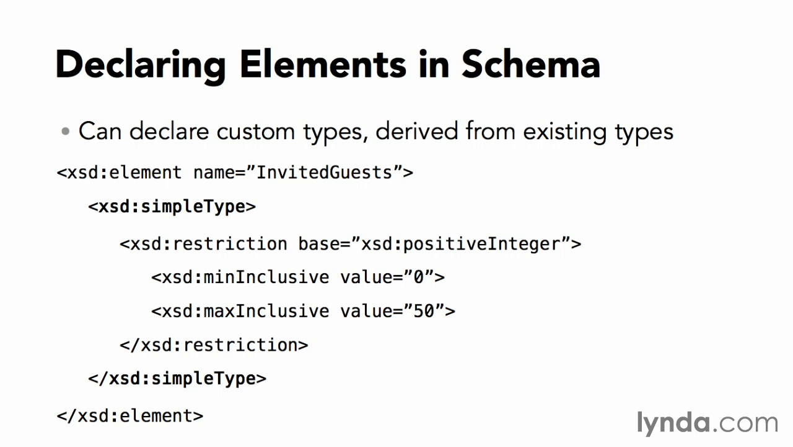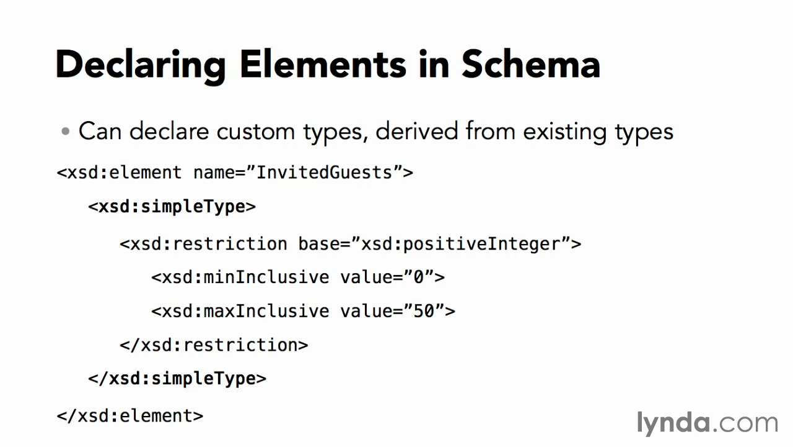Now, we could just specify the type of this tag as a positive integer, but the problem with that would be that the positive integer allows you to specify a value all the way up to a really large number. And I doubt you're going to be inviting the entire planet to your party, so you probably want to provide a much more tight restriction on the number of invited guests.